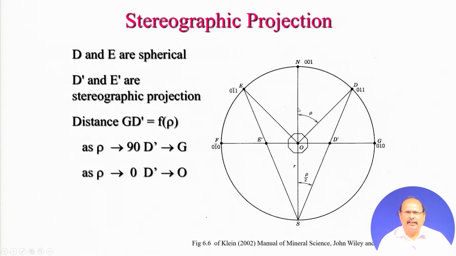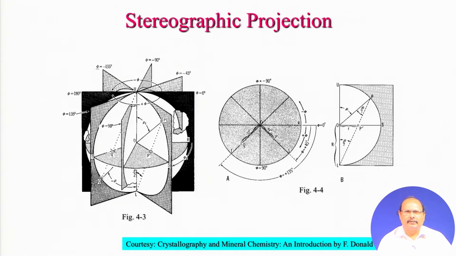So, essentially this particular line makes an angle with the vertical. This is the north-south line here. So, this inclination is important. In order to have the exact position of the stereographic projection of a particular face, you need to know this angle. But you will also know that we need to know another angle here. So, let us have an understanding with respect to this diagram.